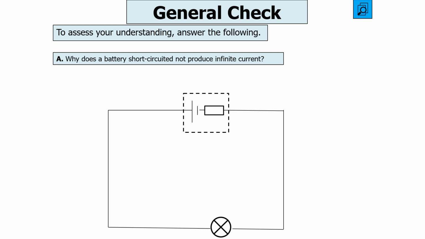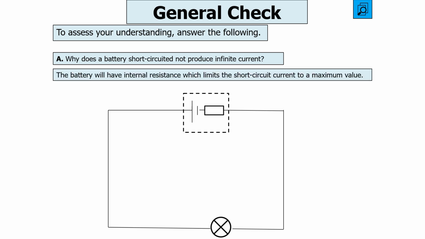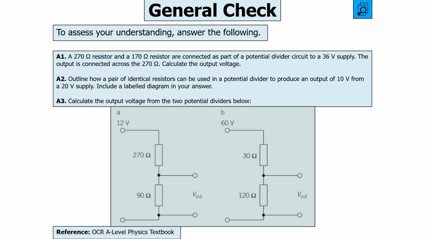So pause the video now, then unpause the video when you want to go through your answer. The battery will have an internal resistance, as it is being short-circuited. So this will limit the short-circuit current to a maximum value and not an infinite value. Now, to assess our understanding, a 270 ohm resistor and a 170 ohm resistor are connected as part of a potential divider circuit to a 36 volt supply. The output is connected across a 270 ohm resistor.